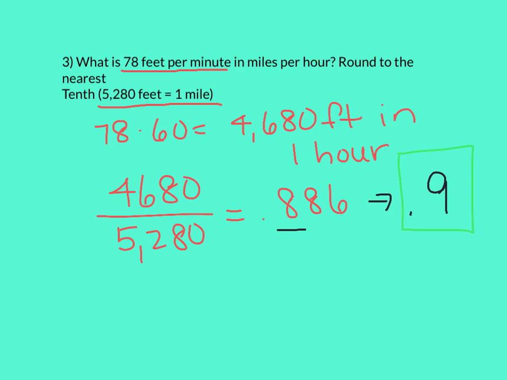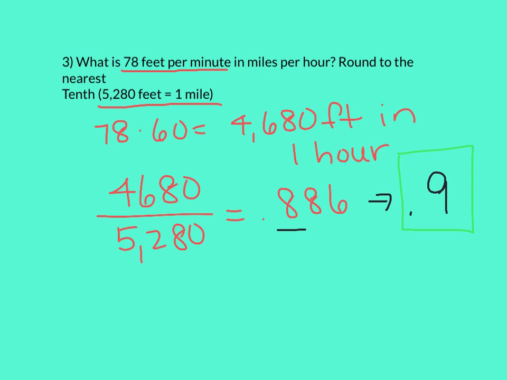So 78 times 60, because there are 60 minutes in an hour, will tell us that we're going to actually travel 4,680 feet in 1 hour. So we're getting closer to what we need. The final step is we have to figure out how many miles those feet convert to. So in order to do that, we have to go ahead and divide that number by 5,280. When we do that division, we're going to come out with 0.886.